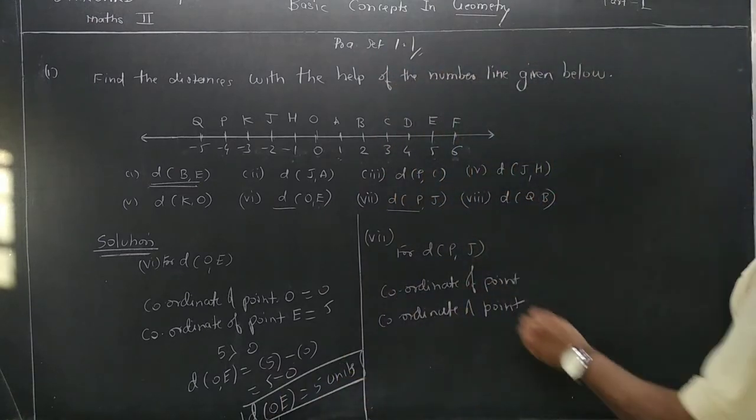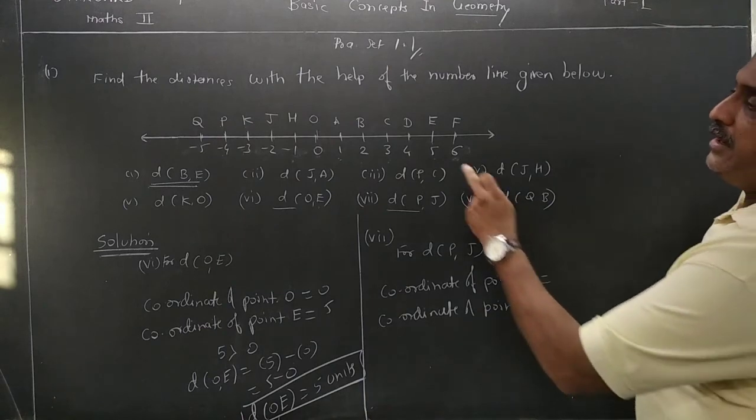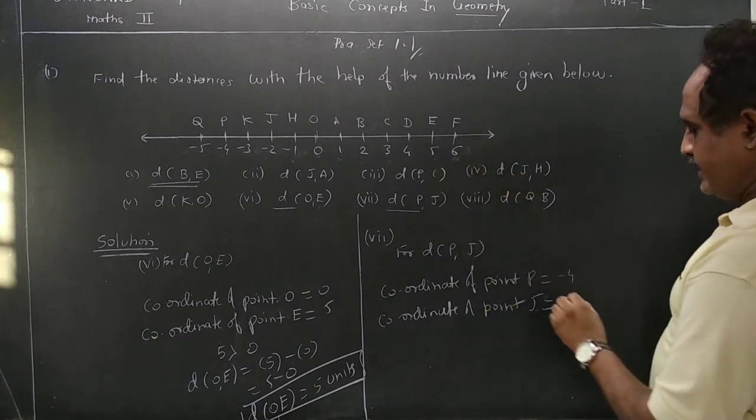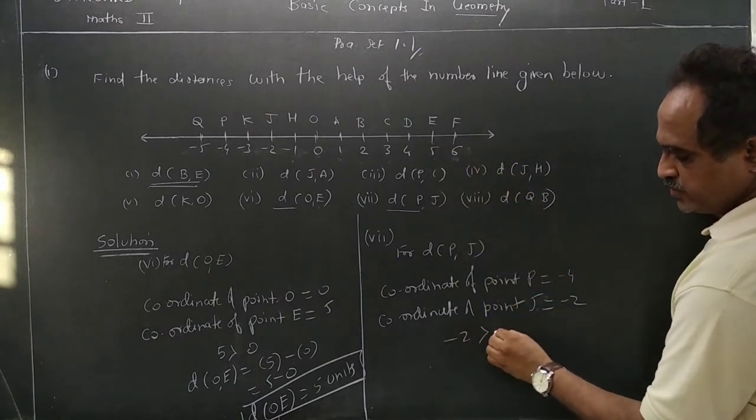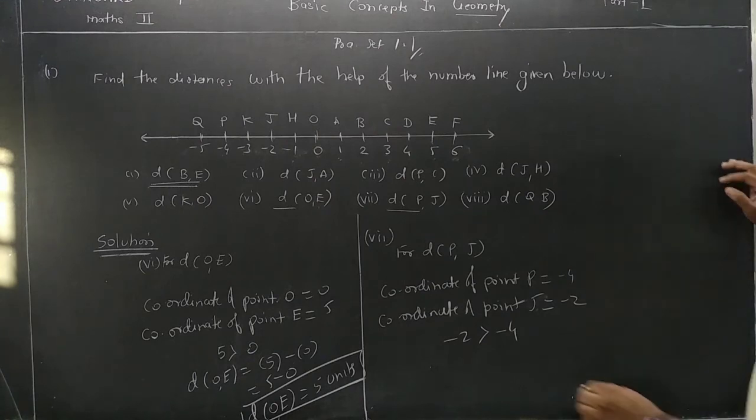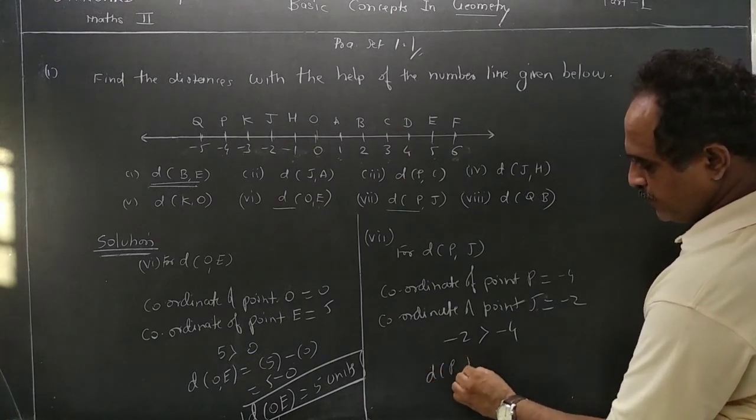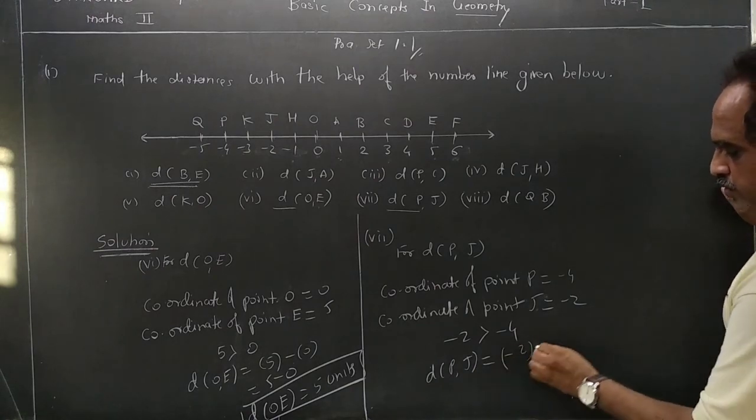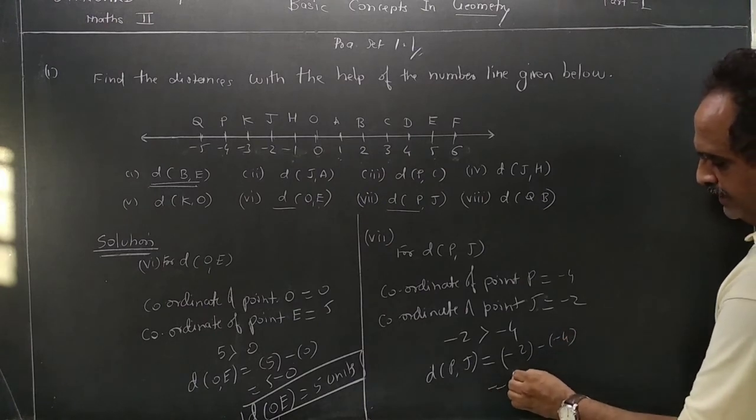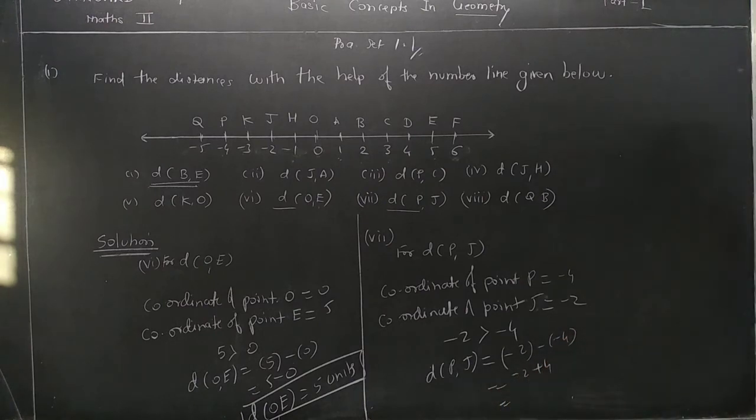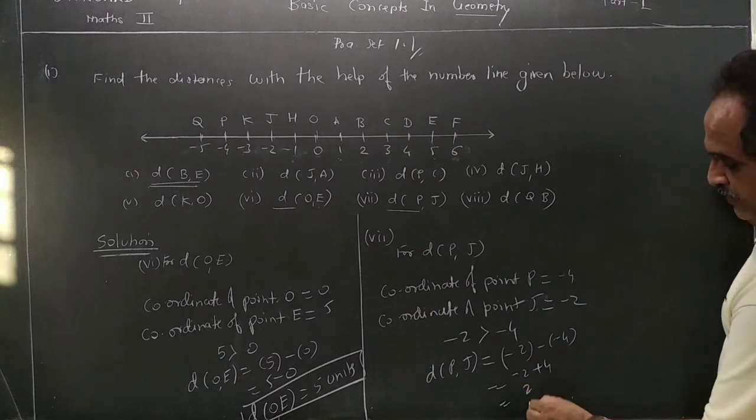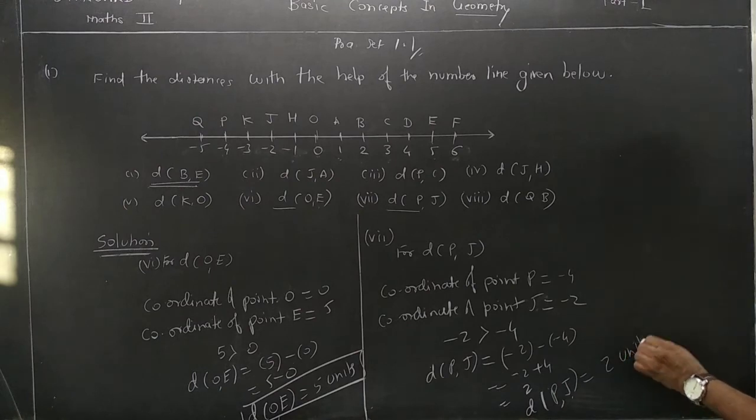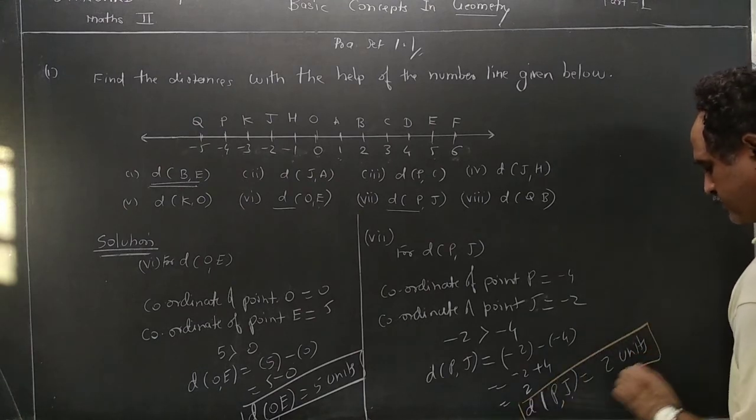Here, PJ. The coordinate of point P is minus 4, J is minus 2. Again, minus 2 is greater than minus 4. So, distance PJ is equal to minus 2 minus minus 4, that is minus 2 plus 4, which is 2. So, distance PJ is equal to 2 units, that we put in a box.